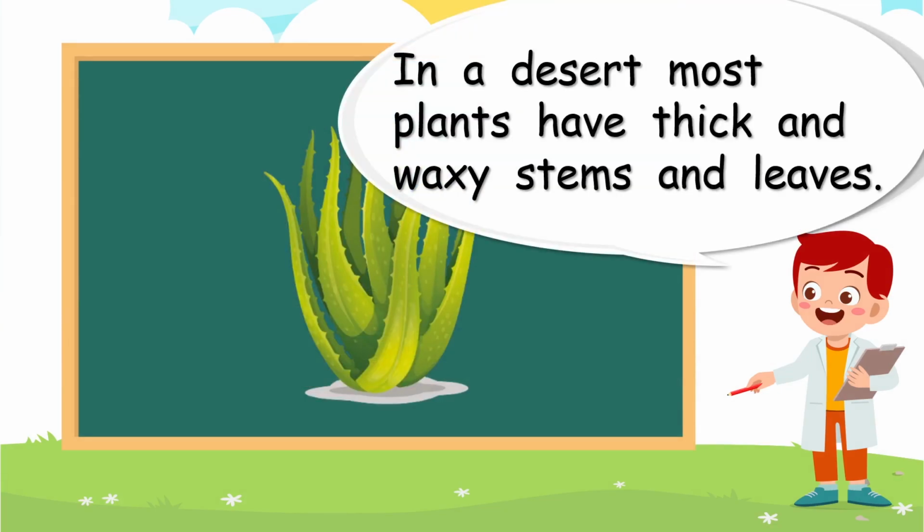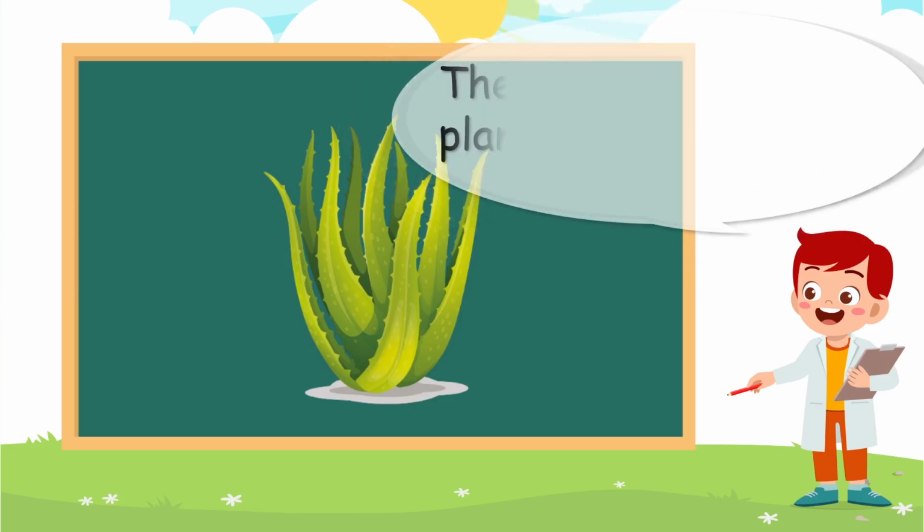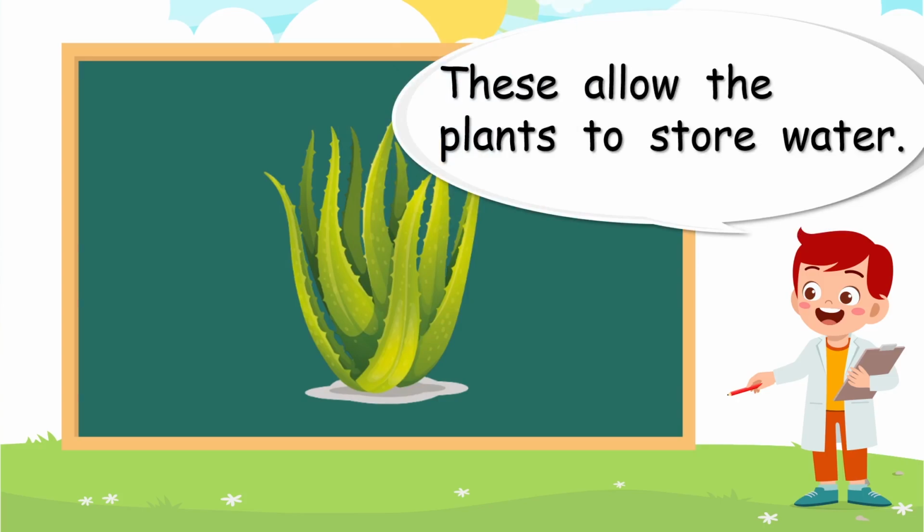In a desert, most plants have thick and waxy stems and leaves. They're quite different from plants you might find in a forest. These allow the plants to store water. So if we're very careful, we could squeeze the stems and the leaves and find that they're very soft but a bit slippery because inside there's lots and lots of water. And the outside is waxy.